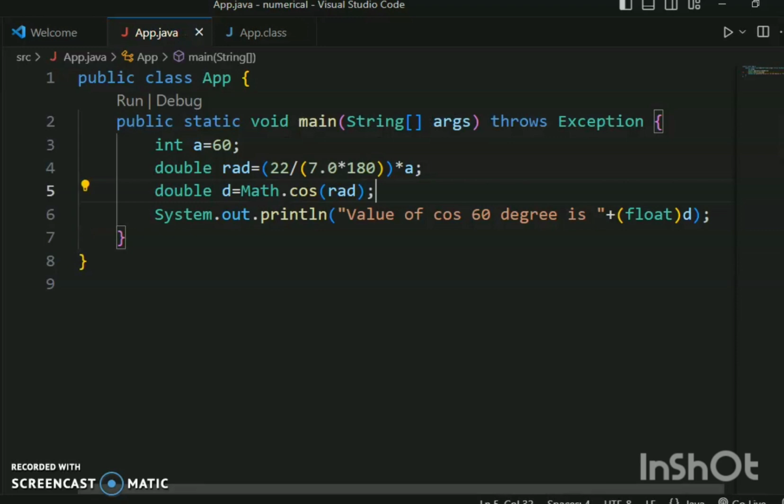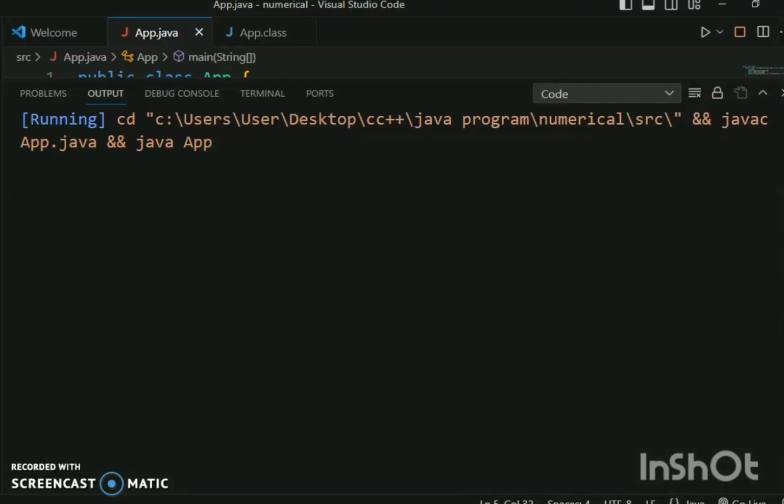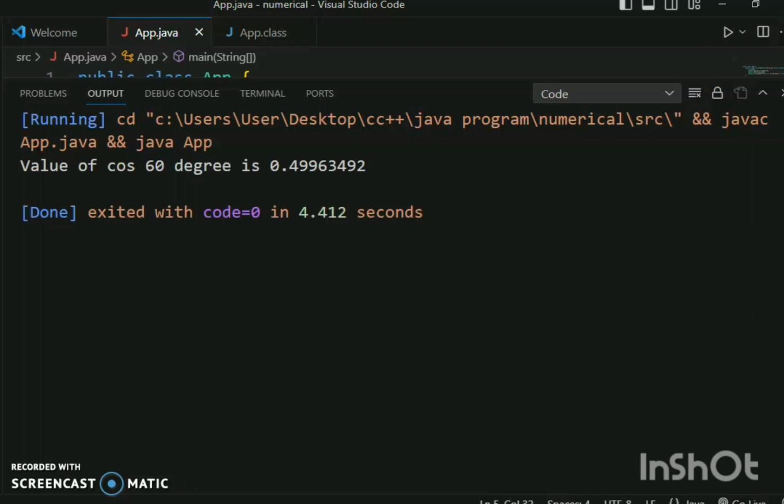Okay, now we will check the answer. What is the value of cos 60 degree? The cos 60 degree value is 0.499634492. Yes, absolutely correct, because it is the half. Here you get accurate values. Now you can get all kinds of trigonometrical functions. Cos rad. Similarly, you can find out cos 45 degree. Same you can find out all kinds of angles.